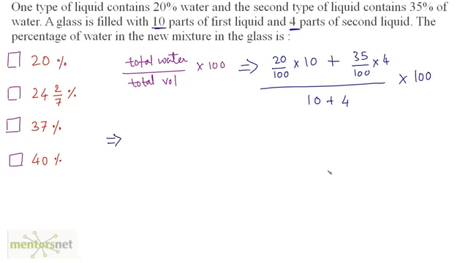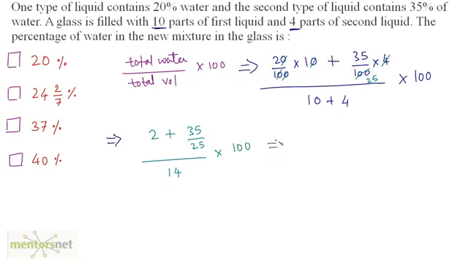So this is equivalent to, we can cancel out terms here. So these zeros get cancelled out. So I have 2 plus 35 times 4 upon 100. So 4 times 1 is 4. 4 times 25 is 100. So I have 35 by 25 upon 10 plus 4, which is 14, times 100.